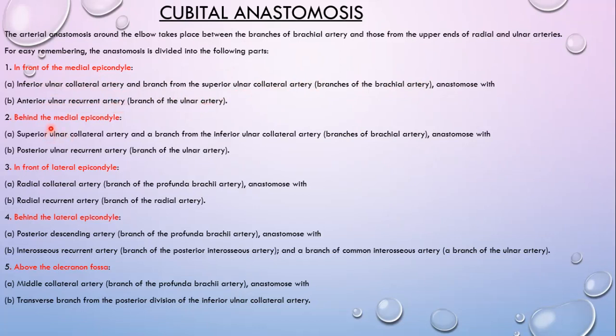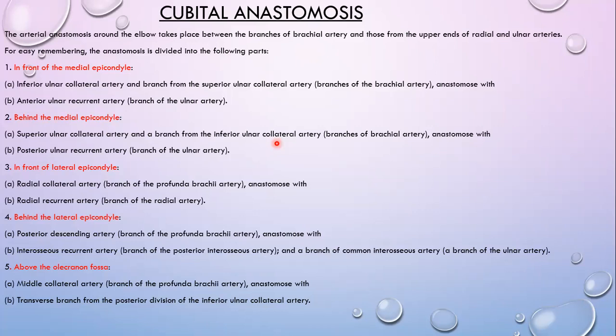Then, which will anastomose behind the medial epicondyle? The superior ulnar collateral artery and a branch from the inferior ulnar collateral artery, those are branches from the brachial artery, will anastomose with the posterior ulnar recurrent artery.